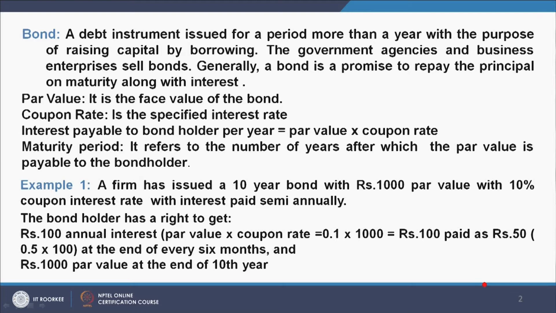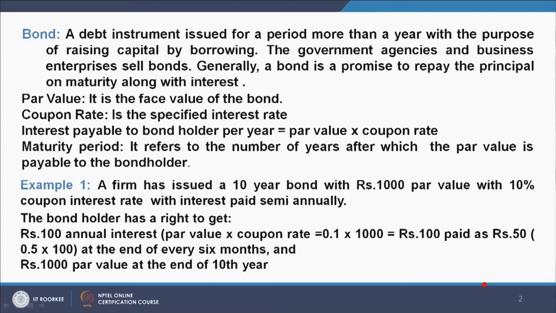Now, let us see some terms related to the bond. Par value is the face value of the bond. Coupon rate is the specified interest rate. Interest payable to the bondholder per year is equal to par value times coupon rate. Maturity period refers to the number of years after which the par value is payable to the bondholder.